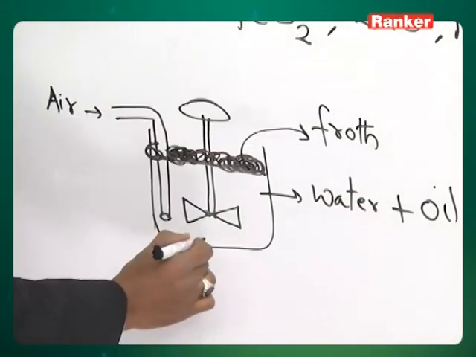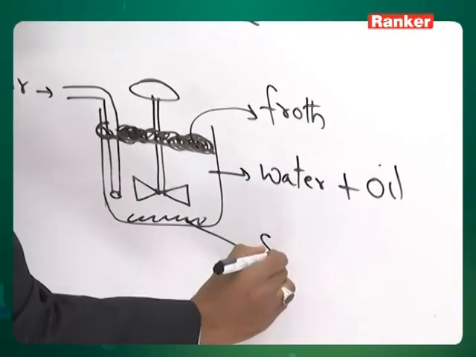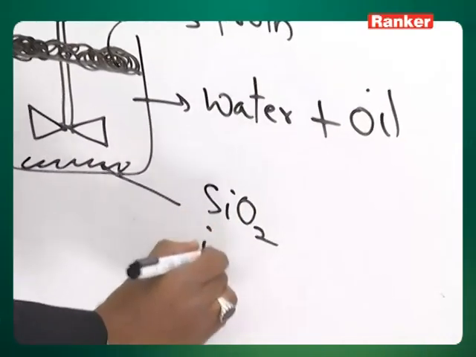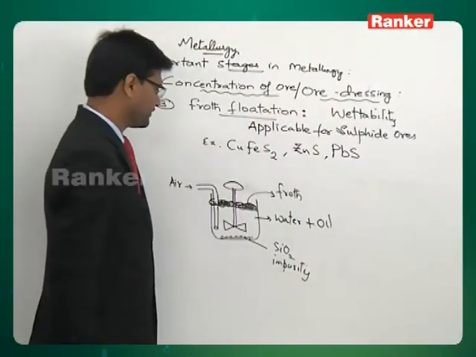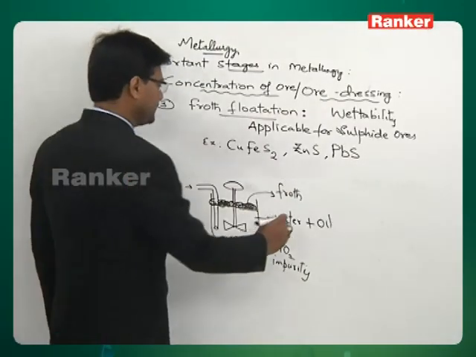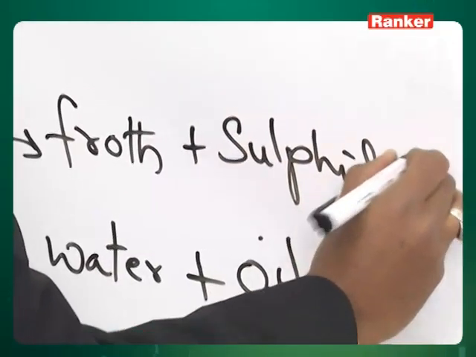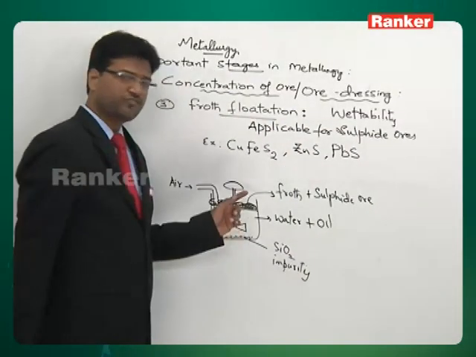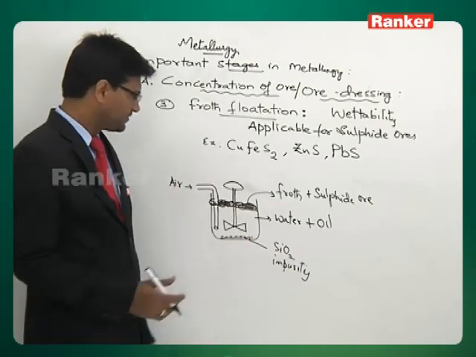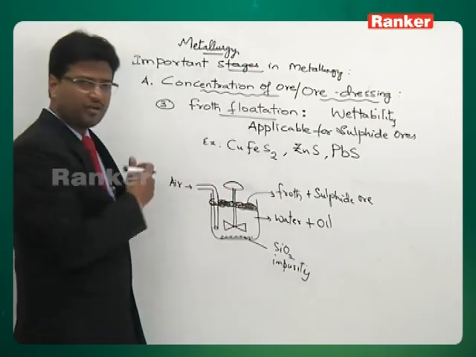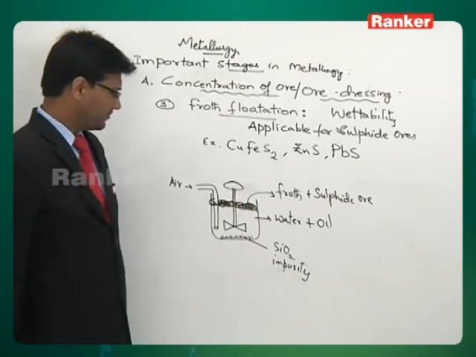And what settles down here is siliceous impurity. Froth plus sulfide ore: sulfide ore will stick to the froth and come up to the surface. Now you can recover all the froth, allow it to collapse, and you can get the sulfide ore from it.